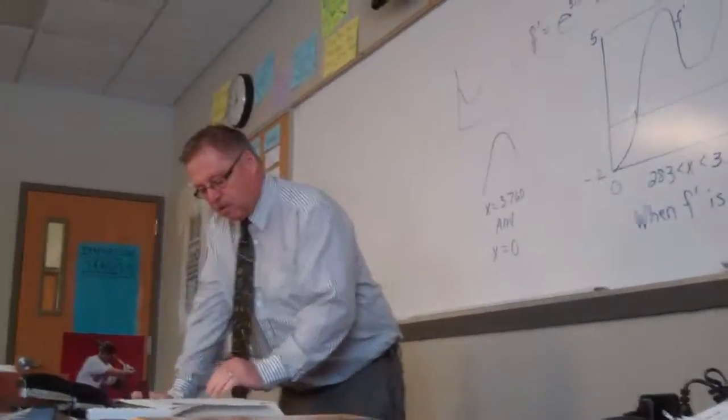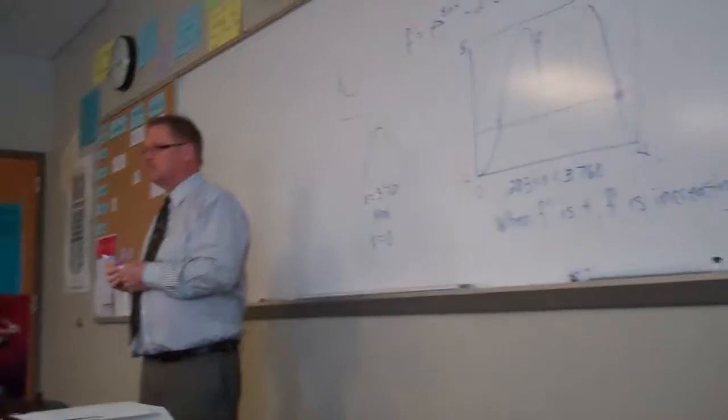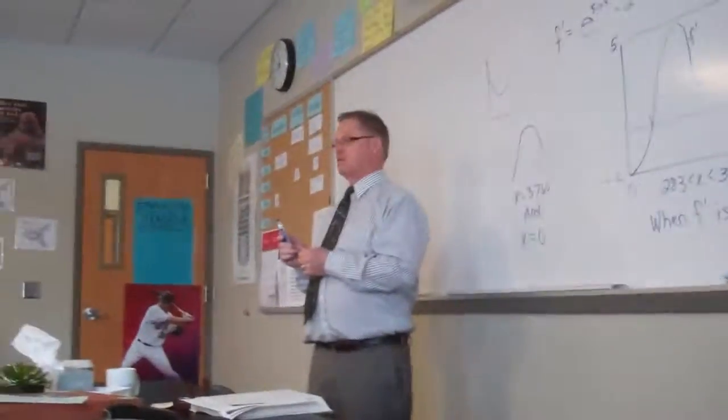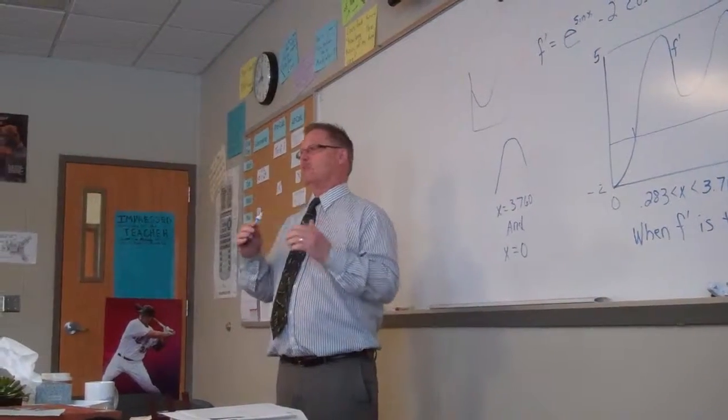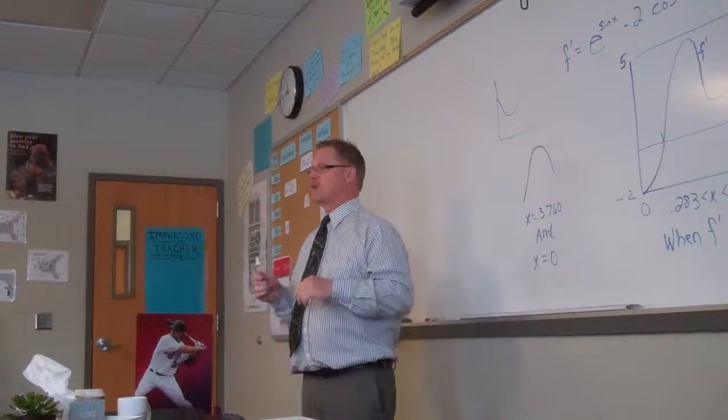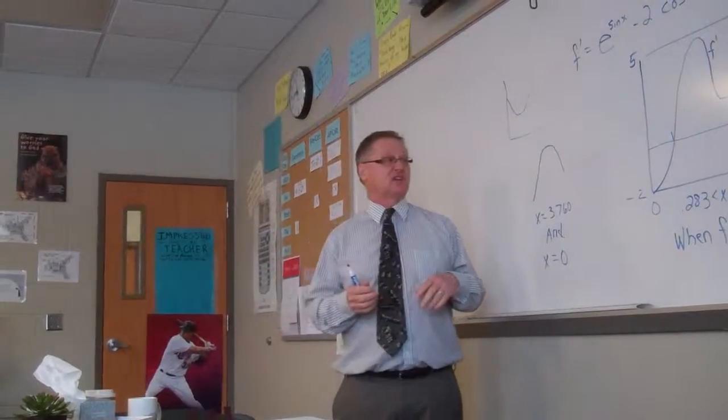Then let's take a look at D. For D, they said how many points of inflection? Well, what happens to slope at points of inflection? Okay, the slope is equal to 0 at points of inflection. And not only is it equal to 0, it must be switching from negative to positive or positive to negative. Concavity has to be changing.